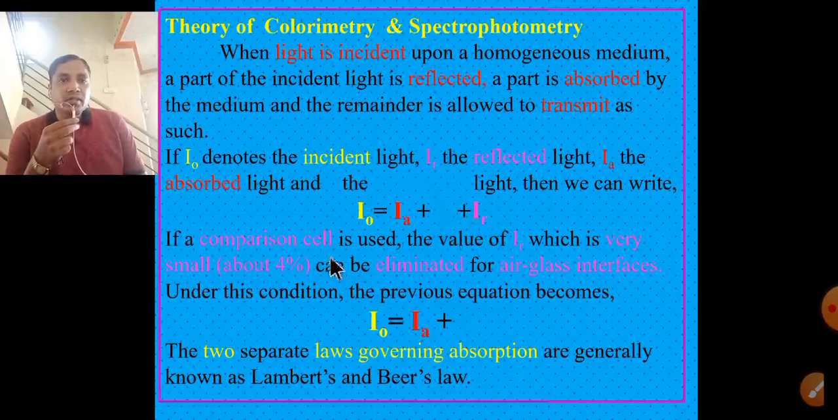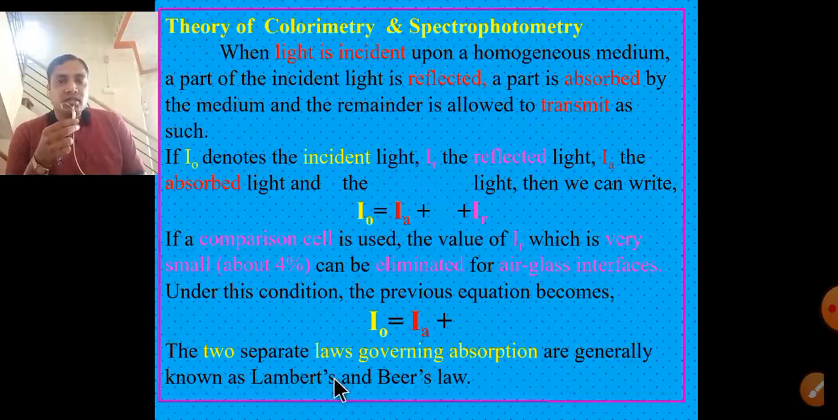If a comparison cell is used, the value of IR, the reflected light, which is a very small amount, about 4%, can be eliminated for air-glass interfaces. Under this condition, the previous equation can be written as I0 is equal to IA plus IT. The two separate laws governing absorption are generally known as Lambert's law and Beer's law.